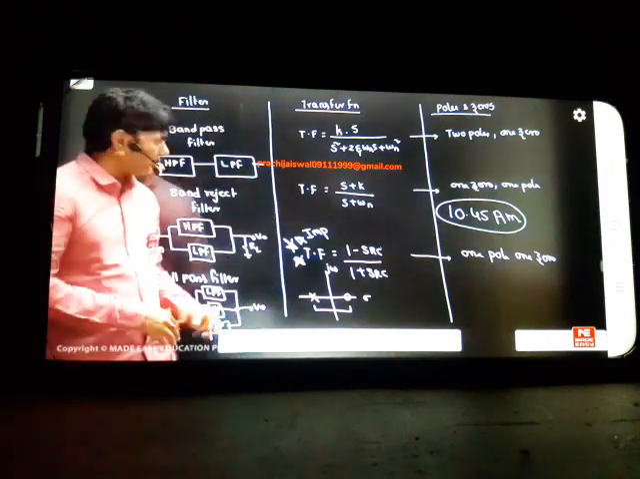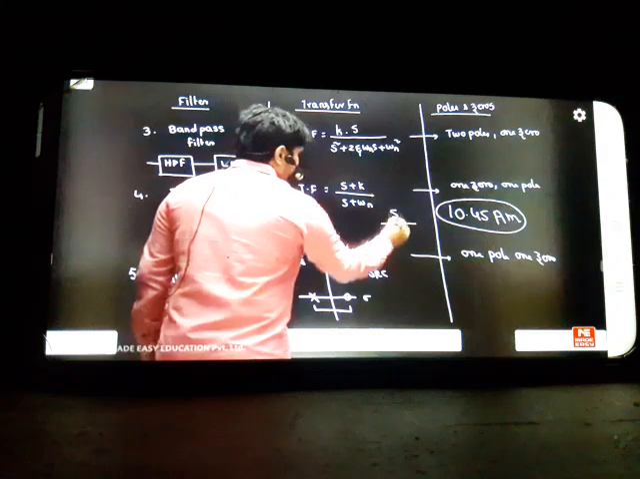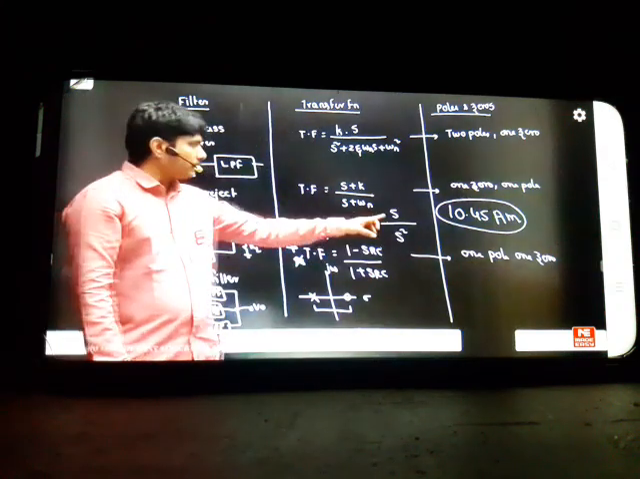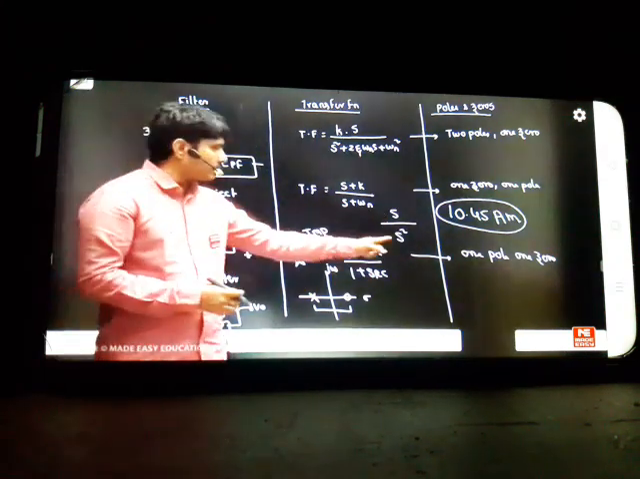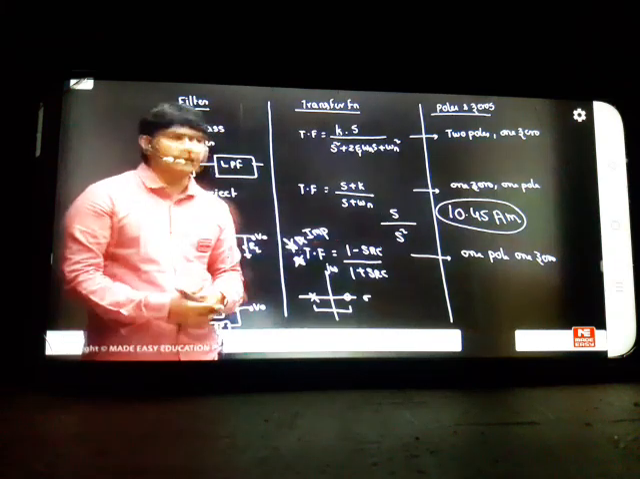Roy is asking how you have taken zero and pole. Nothing is there here. Suppose you have numerator s and denominator s square like this. Numerators we call zeros actually. Denominators we call poles. Whenever I see s square, I'm telling you that there are two poles. Whenever I'm saying numerator as 1s, I'm saying 1 zero.